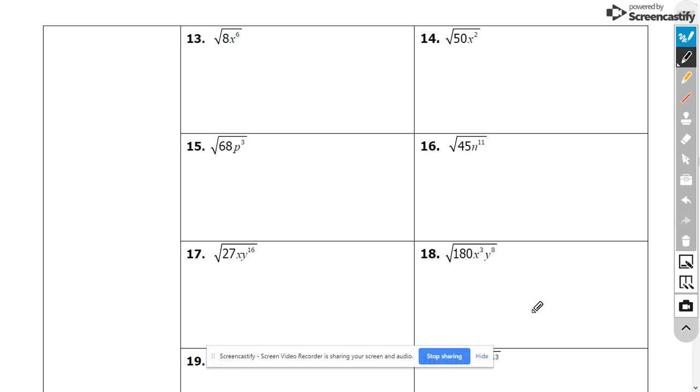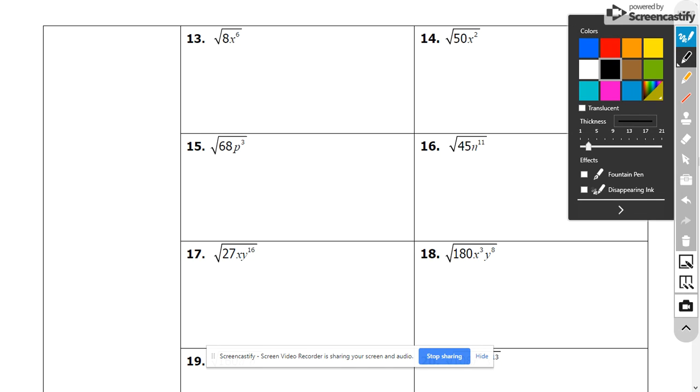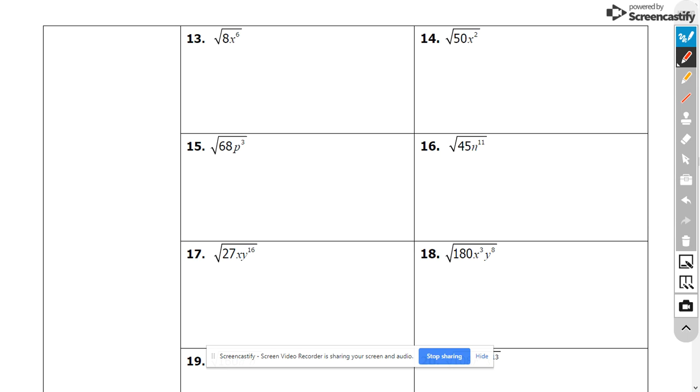So looking at 13, I want to start with the square root of 8. Now, remember, we're looking at those perfect squares. 8 is not a perfect square, but I do know that 4 is a perfect square. So all I'm focused on is the 8. Break up the 8 like you did yesterday. What's the square root of 8? 8 breaks up into the square root of 4 and 2, because 4 times 2 is 8. What's the square root of 4? I have 2. My radical 2 comes down.